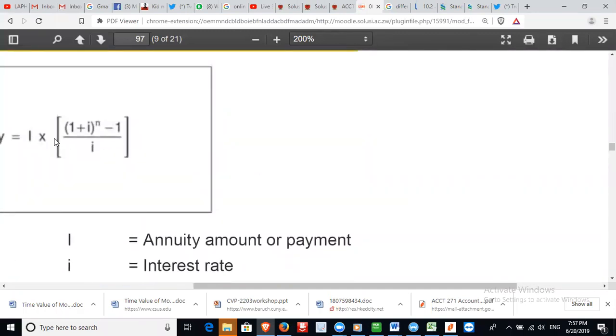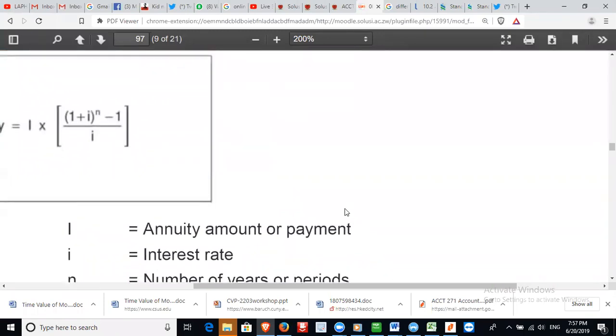So, Greek I, it's what? 5,000 multiplied by 1 plus i to the power n minus 1 over i. Let's calculate what we get.